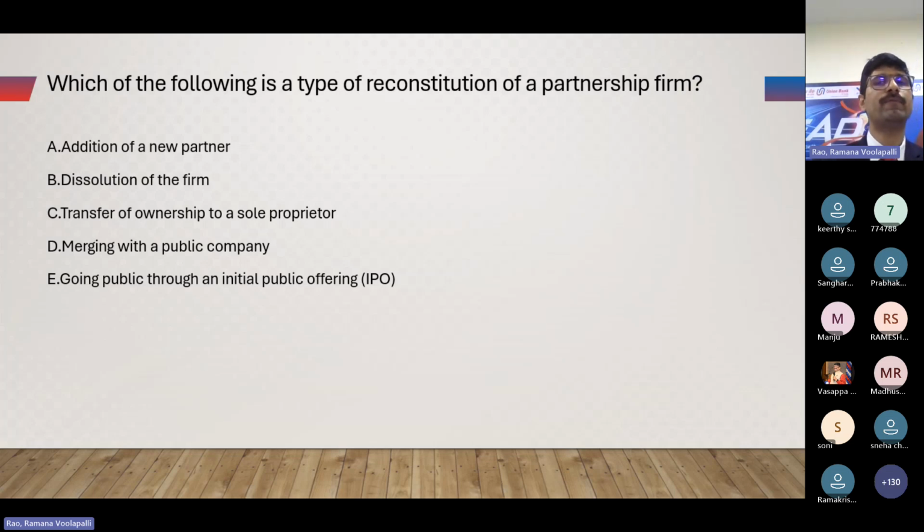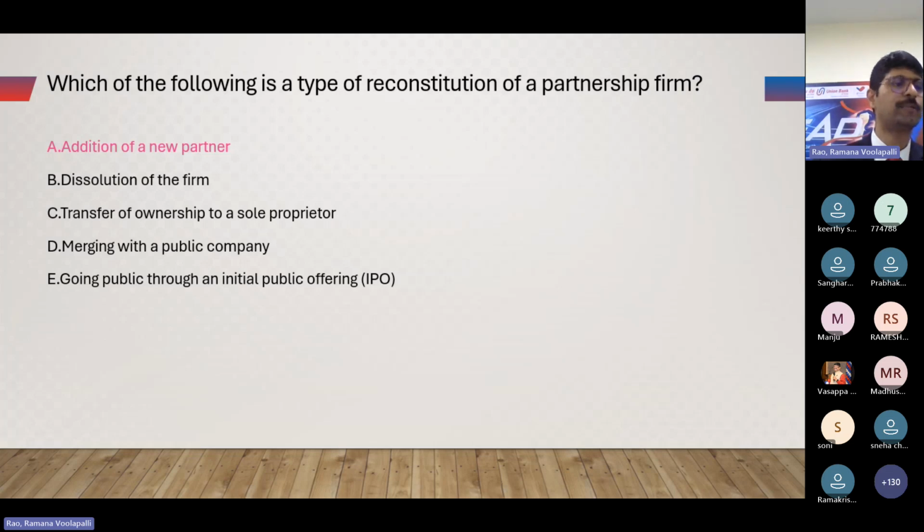Which of the following is a type of reconstitution of a partnership firm? Addition of a new partner, dissolution of a firm. Yeah, it's an easy question. You can attempt. Everyone can answer that question. Transfer of ownership to sole proprietorship, merger with a public company, going public. Yeah, Virendraji. Yes, Rakeshji. Yes, great. So addition of a new partner is a type of reconstitution of the partnership. That's what we have learned there.